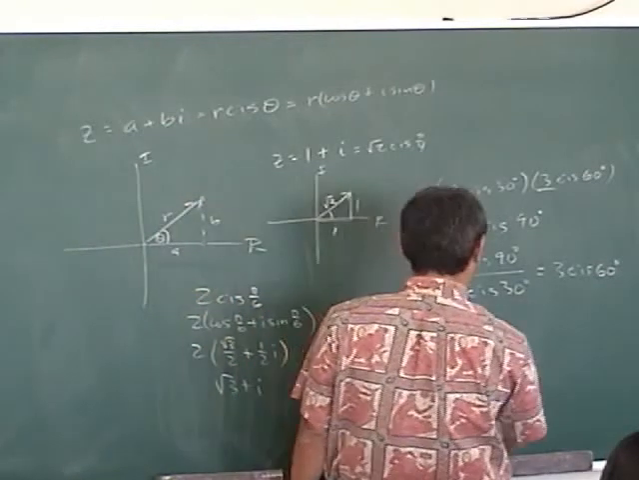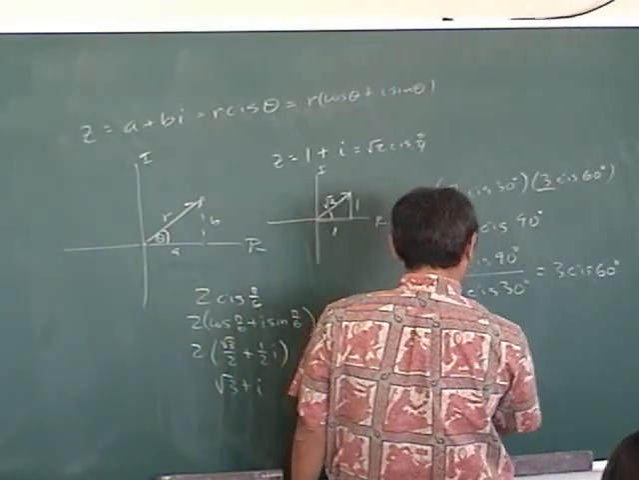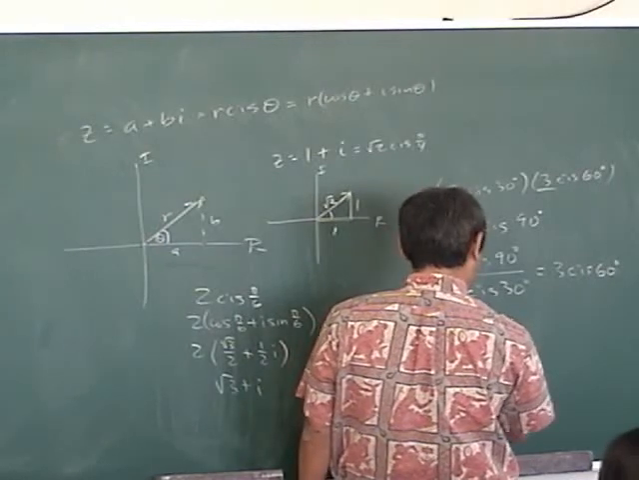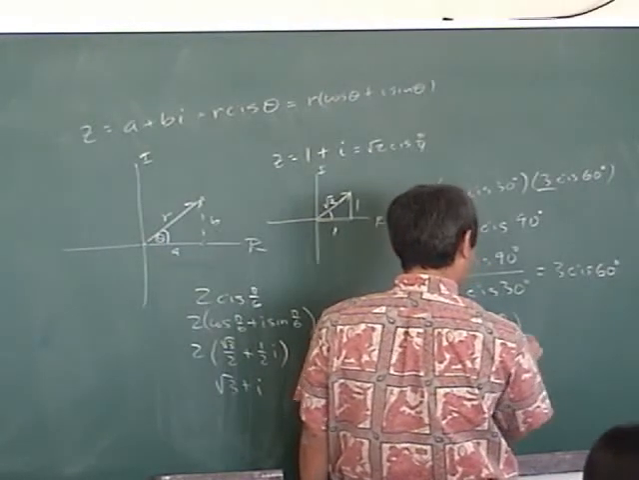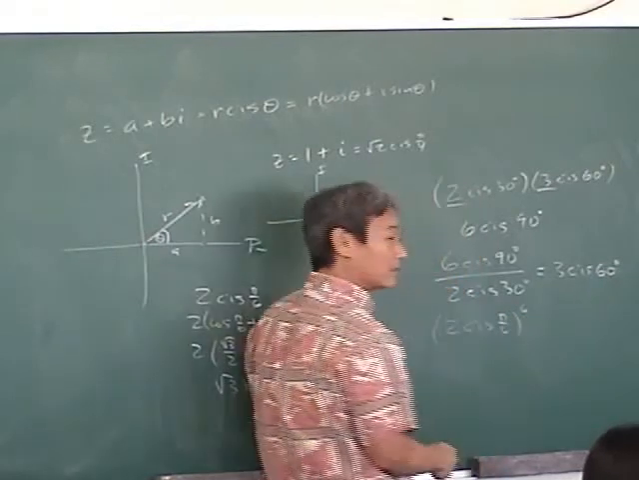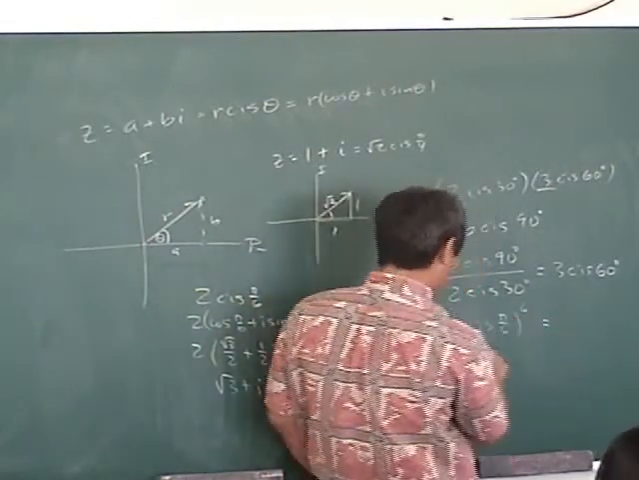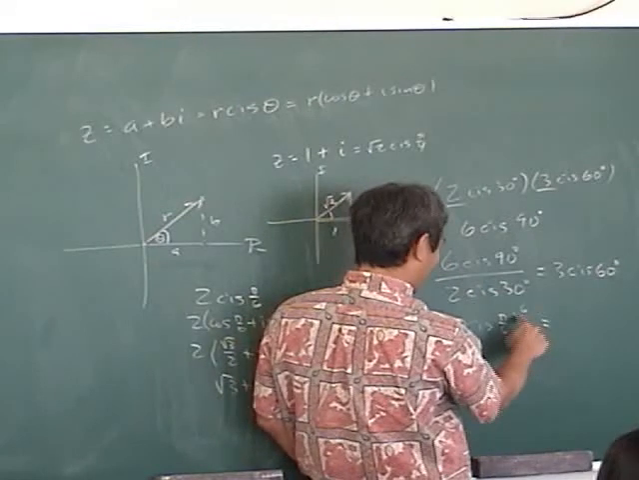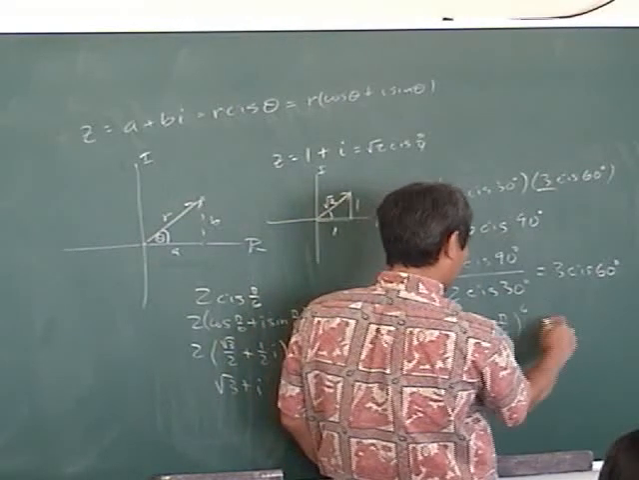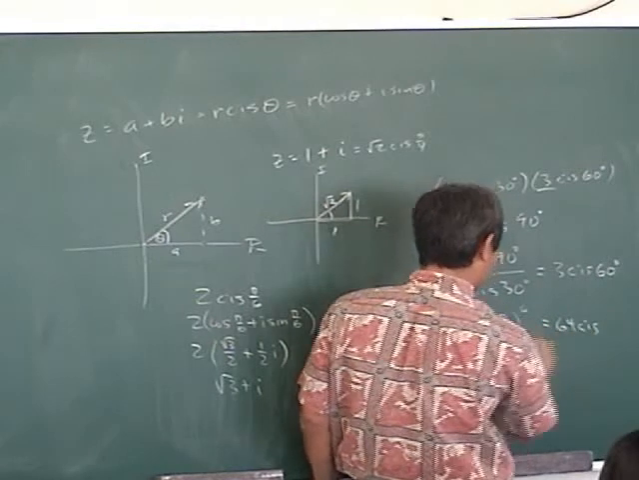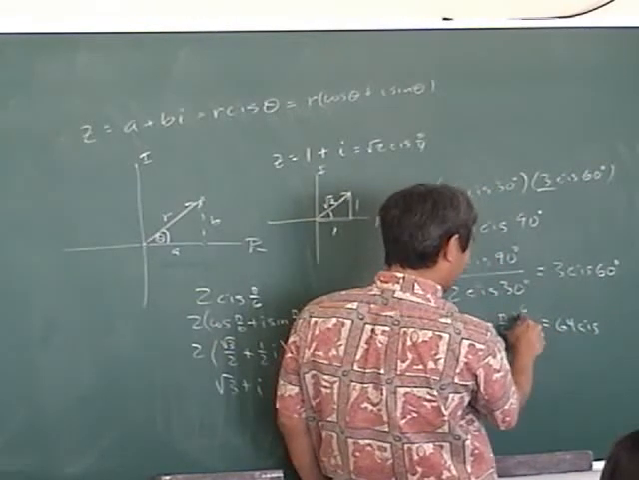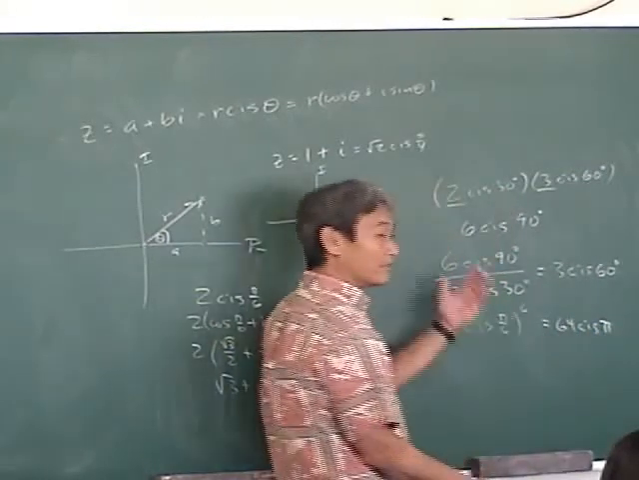And then here's the most powerful one. What if you had 2 kiss pi over 6, but then I ask you to raise it to the 6th power? This is called De Moivre's theorem in your notes. All you have to do is raise the r to the 6th power. What is 2 to the 6th power? 64. And you simply just multiply that angle times 6. And you get pi. Finished.